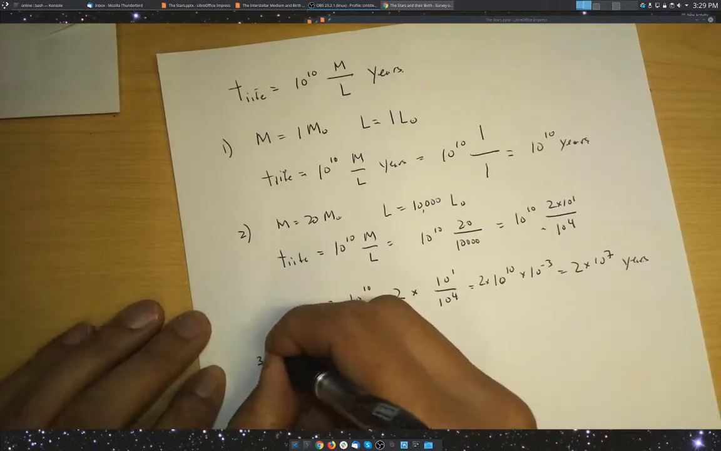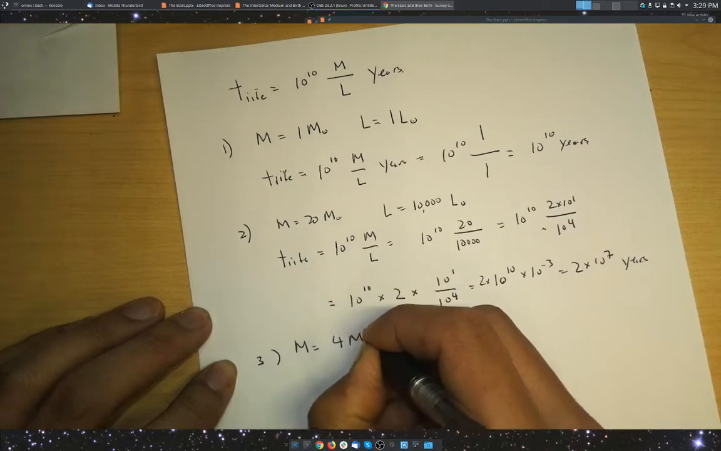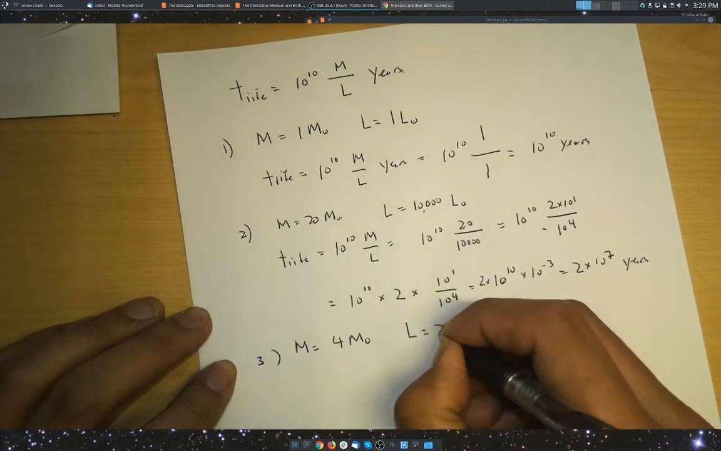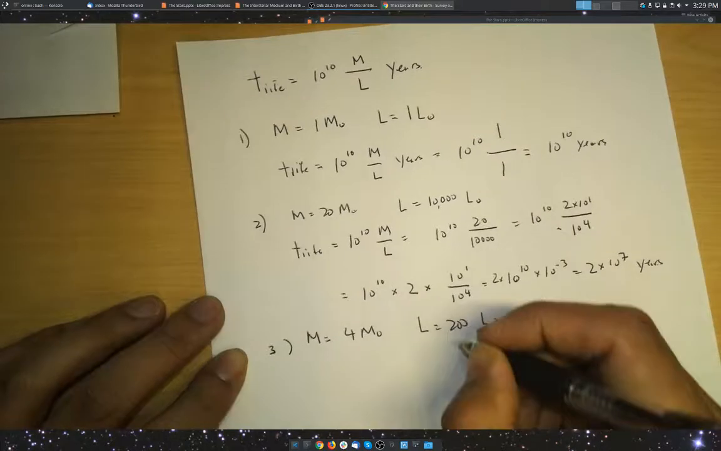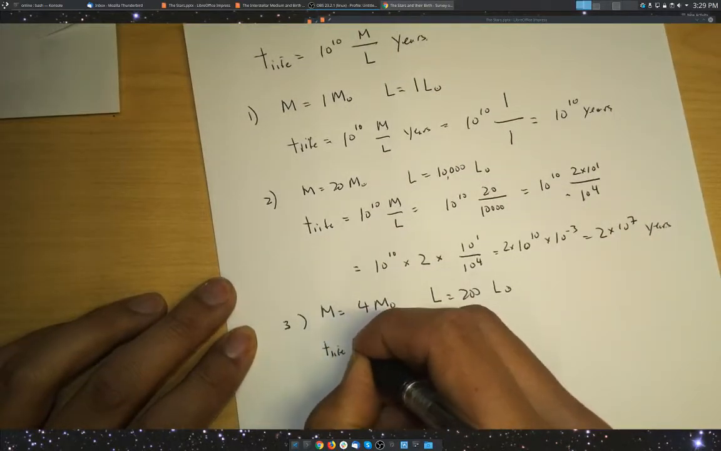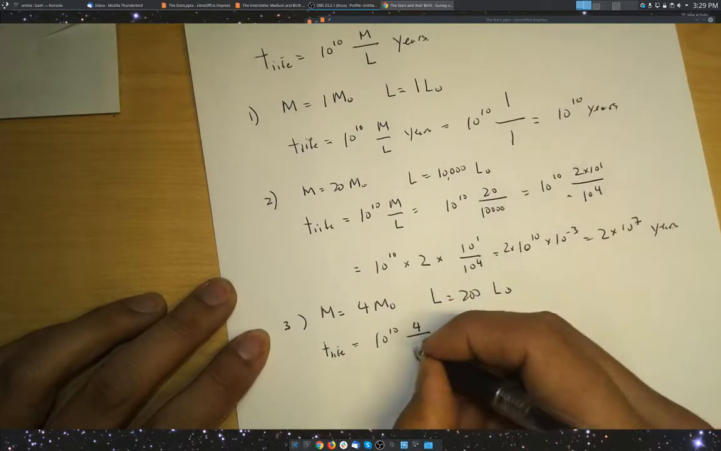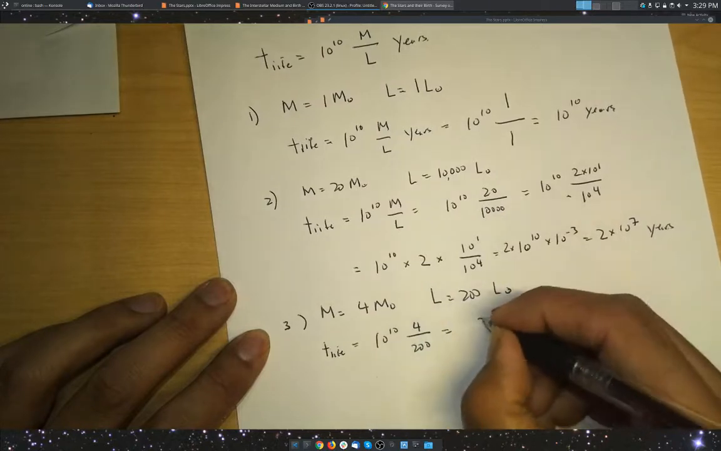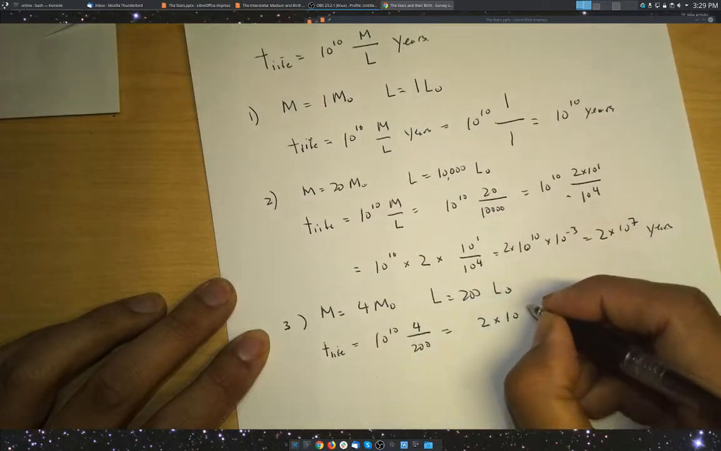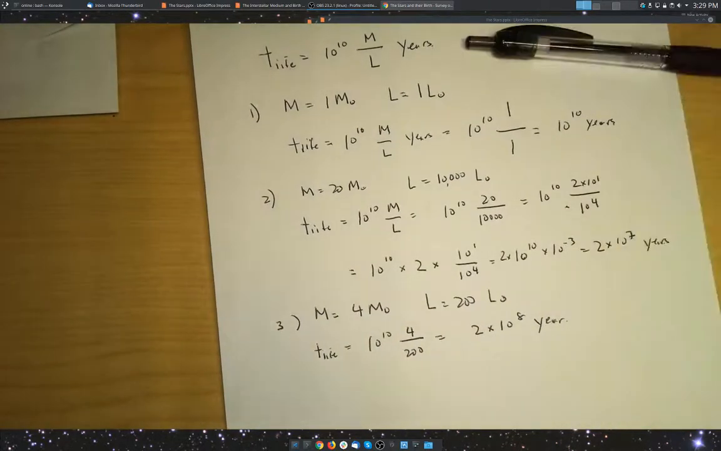Number three: M is equal to 4 solar masses and L is equal to 200 solar luminosities. Let's do that again. T life is equal to 10 to the 10. I'm not going to write the formula, I'm just going to write everything down. That's 4 divided by 200, which is 2 times 10 to the 8 years, or 200 mega years or so. All right, that's it for this lecture.